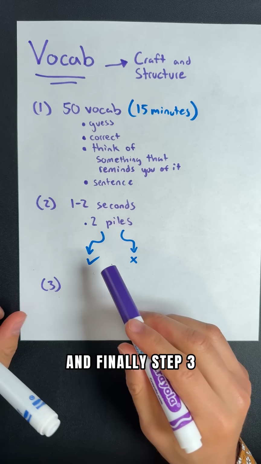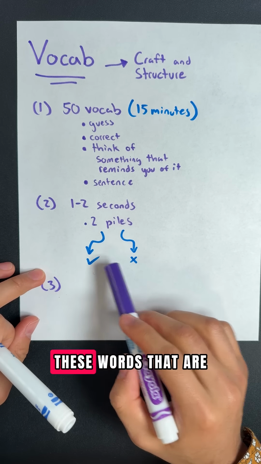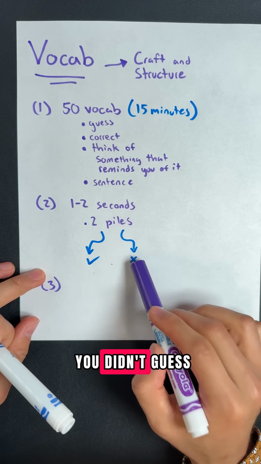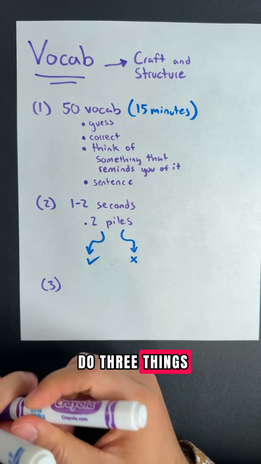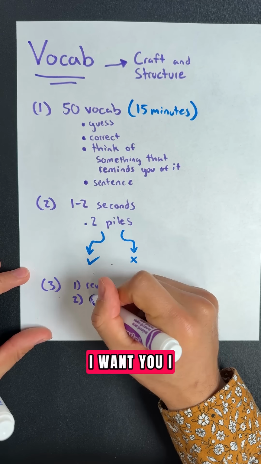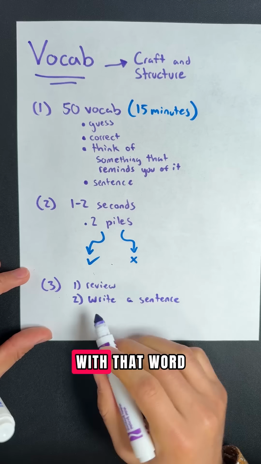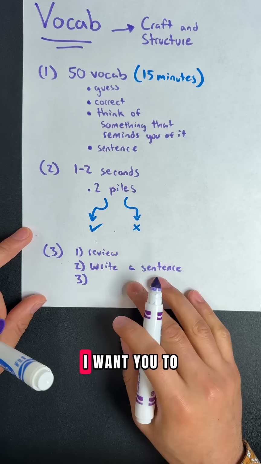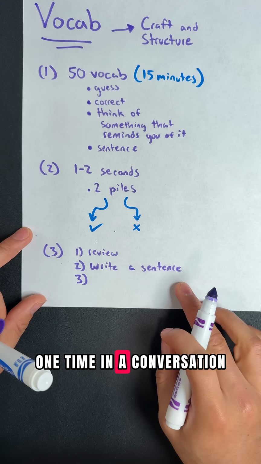And finally, step 3, this is the most important step. These words that are in the pile that you didn't guess, I want you to do 3 things. I want you to, 1, review them. 2, I want you to literally write a sentence with that word. And finally, 3, I want you to use the sentence one time in a conversation.